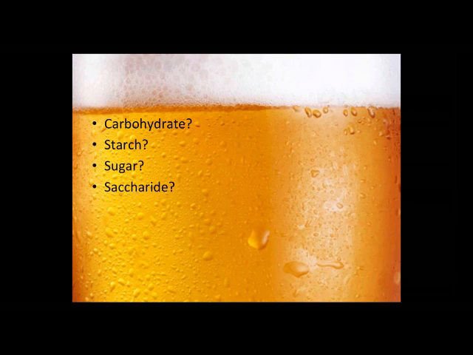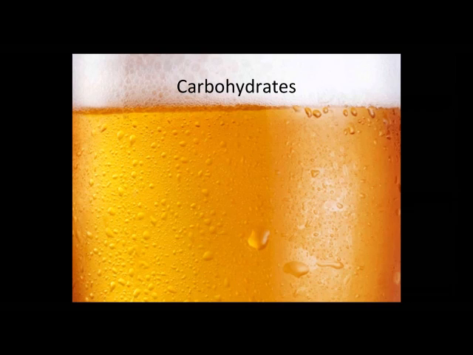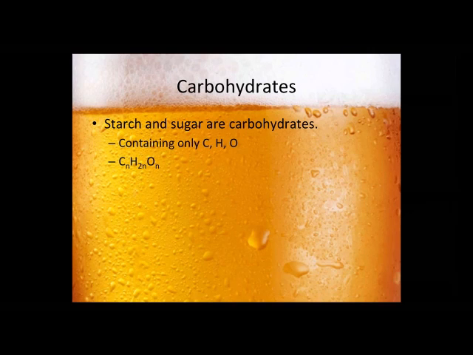We've been using various words. We haven't really defined them. What is a carbohydrate, a starch, a saccharide, a sugar, etc.? So let's start with carbohydrates. A carbohydrate is a compound that contains only carbon, hydrogen, and oxygen in the ratio 1 carbon, 2 hydrogens, 1 oxygen. Starches and sugars are carbohydrates.